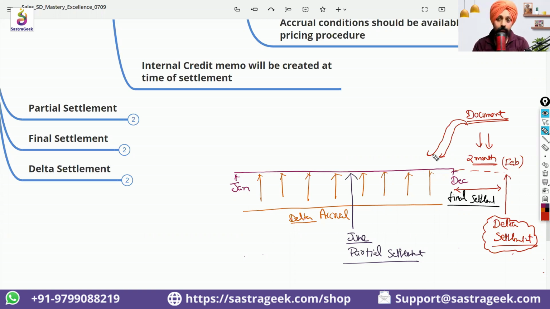In the delta settlement, it can be a debit note, it can be a credit note also. If you want to provide more to the customer, or if you want to get back from the customer, based on that, system can create debit notes or credit notes to the customer. So delta settlement is after the final settlement. If something is pending, you can get it done through the delta settlement.